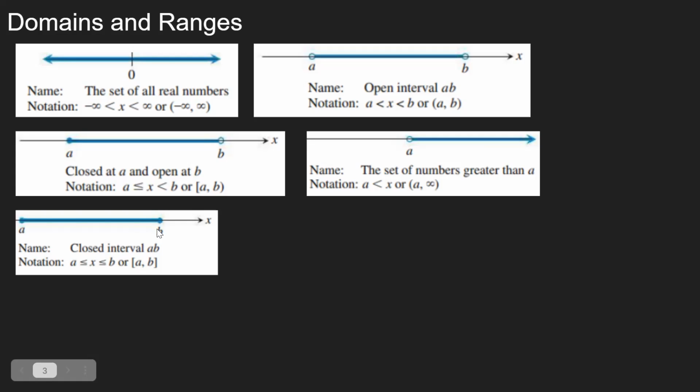This is the closed interval, A to B. This means all the set of values between two numbers A and B, including the endpoints. Notice that the interval notation has both A and B in brackets.